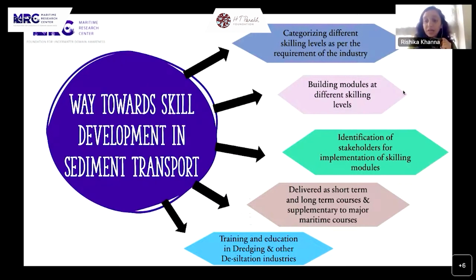The third step is identifying the stakeholders who will be responsible for implementation of these skilling modules, and the skilling modules which we will develop will be delivered as short-term and long-term courses, as well as a supplementary to major maritime courses. And as dredging forms an important sector in the sediment transport system, the training and education in dredging and other desiltation industries will also become crucial.